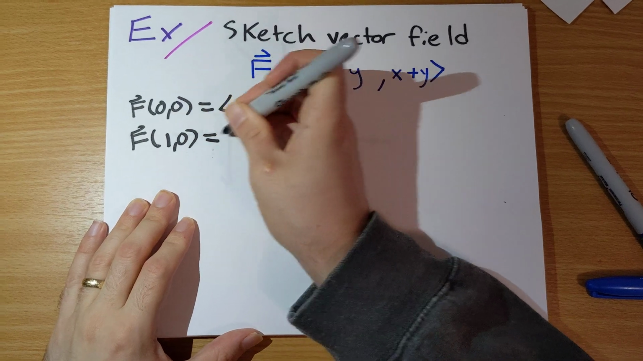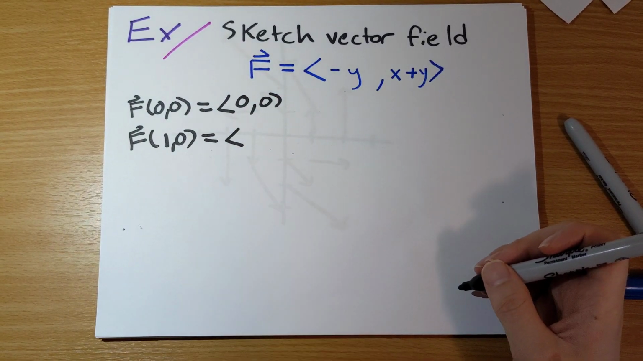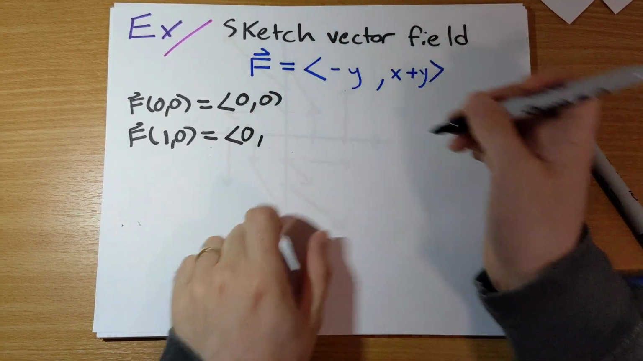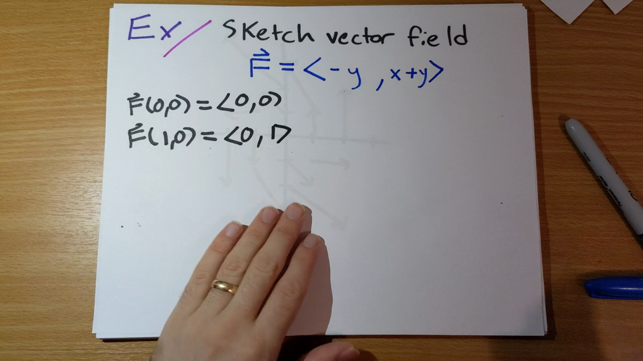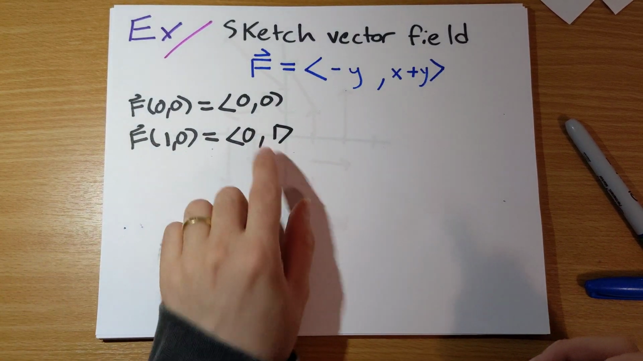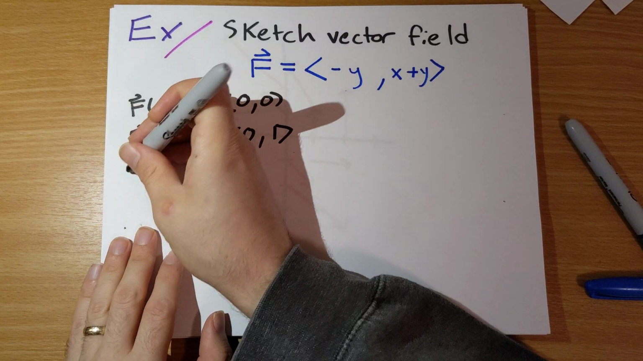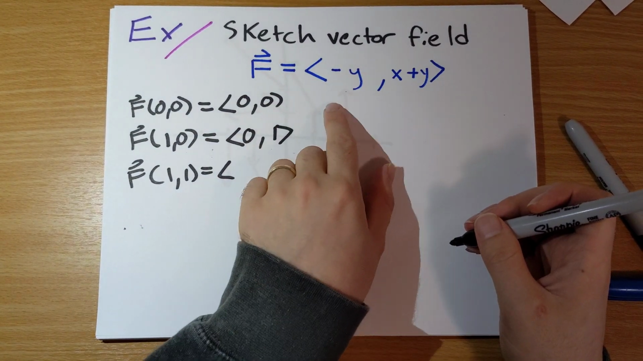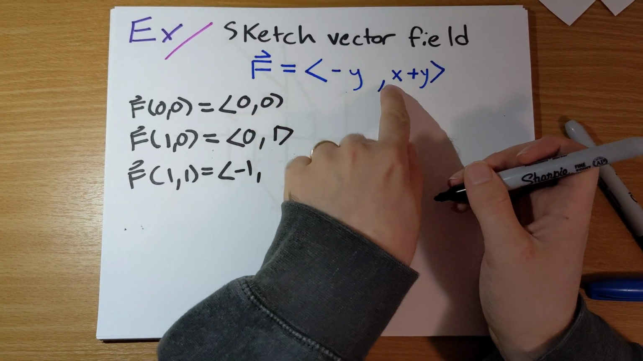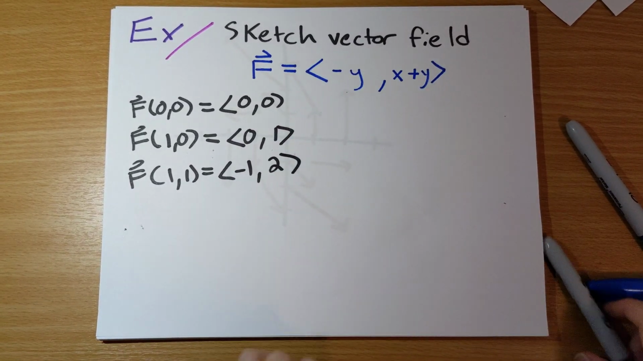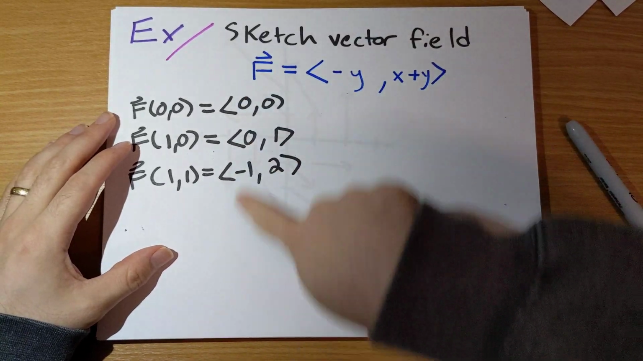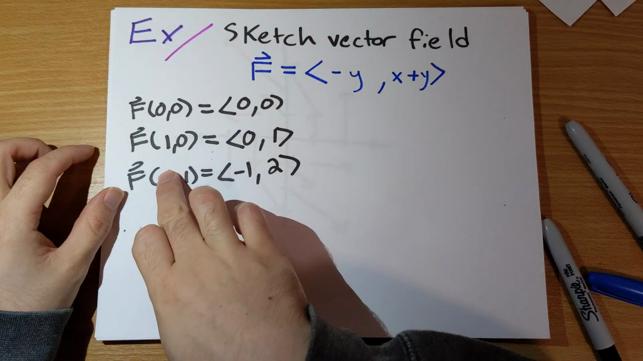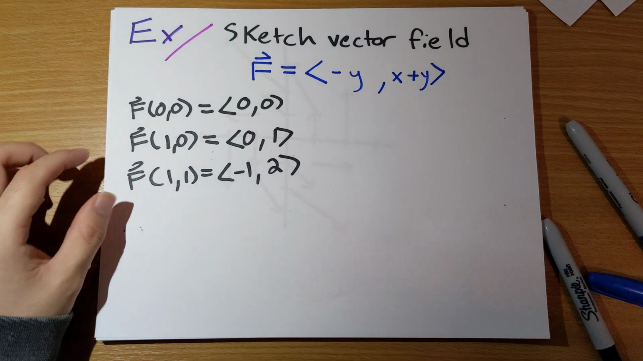F of 1, comma 0. We would associate that with -0, 0, 1 plus 0 is 1. So the point 1, comma 0 gets associated to the vector 0, comma 1. F of 1, 1 is going to be associated to -1, and then 1 plus 1 is 2. What we would do here is keep making a chart of lots of these, seeing what vector gets associated to each point, and then we sketch them.